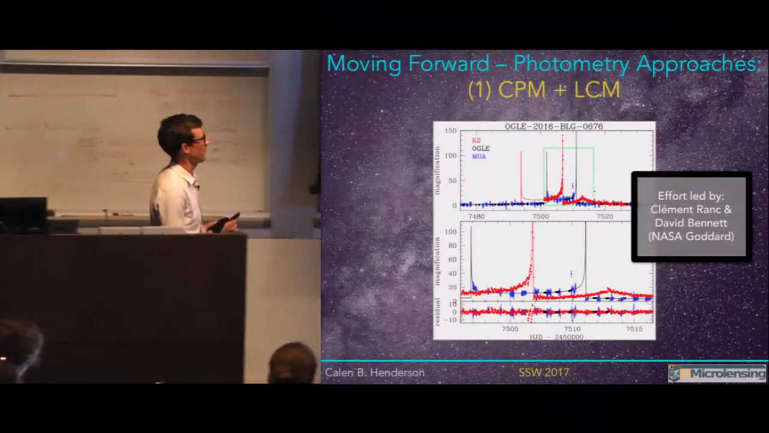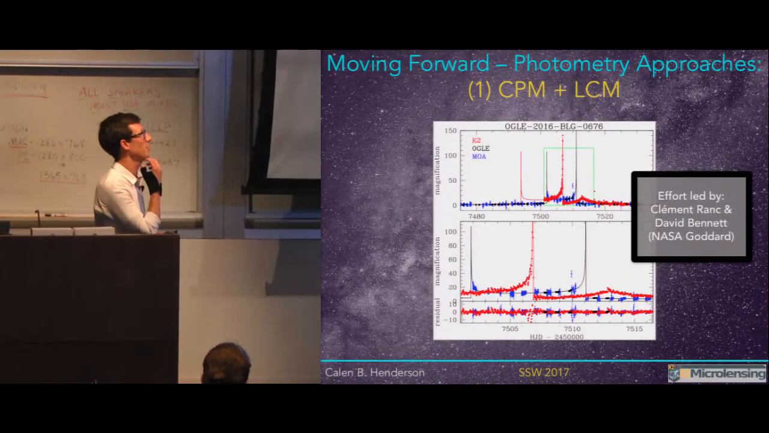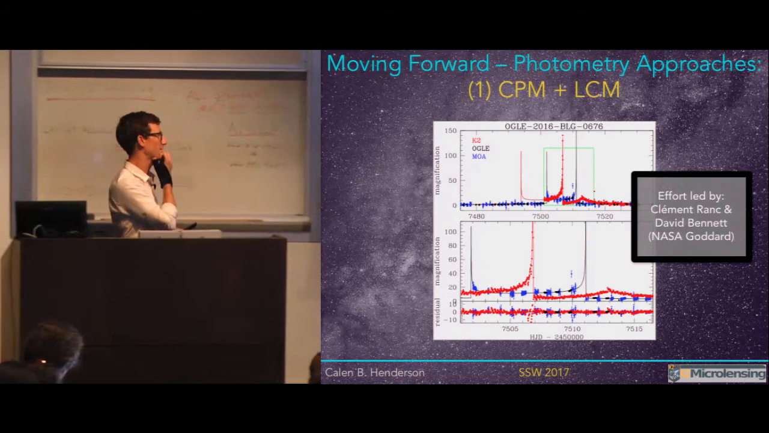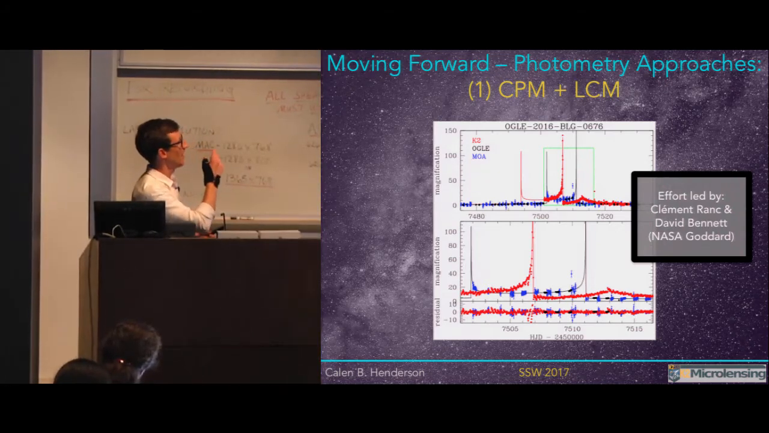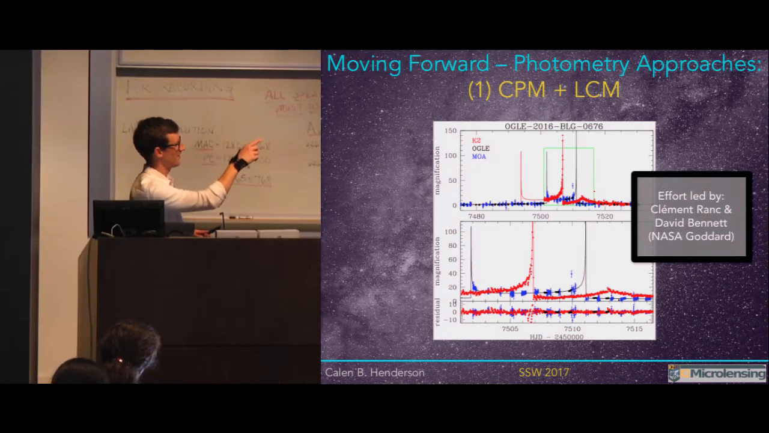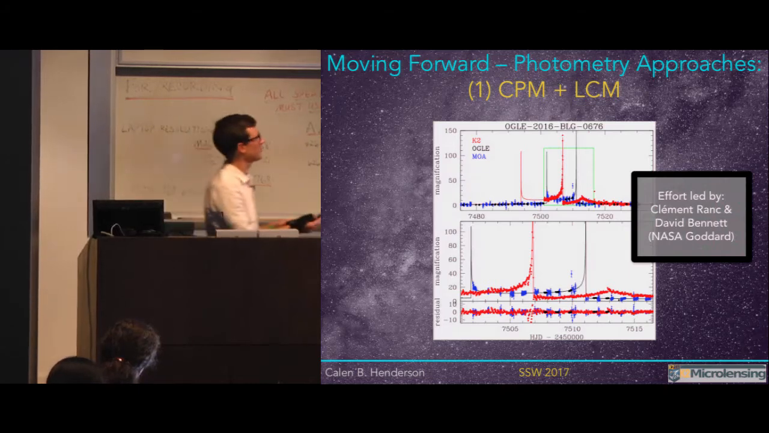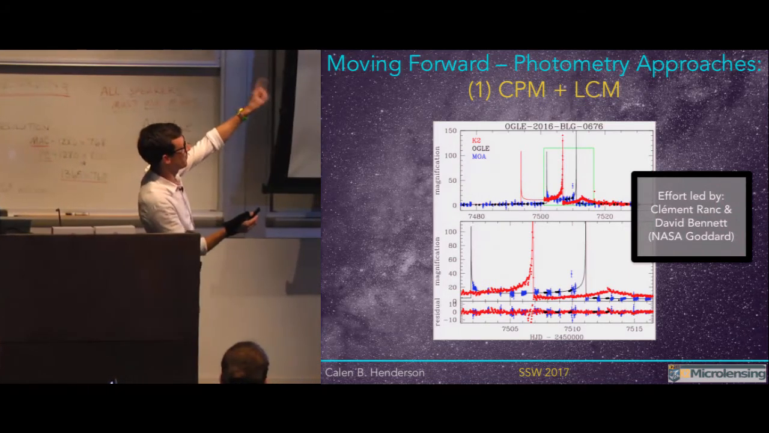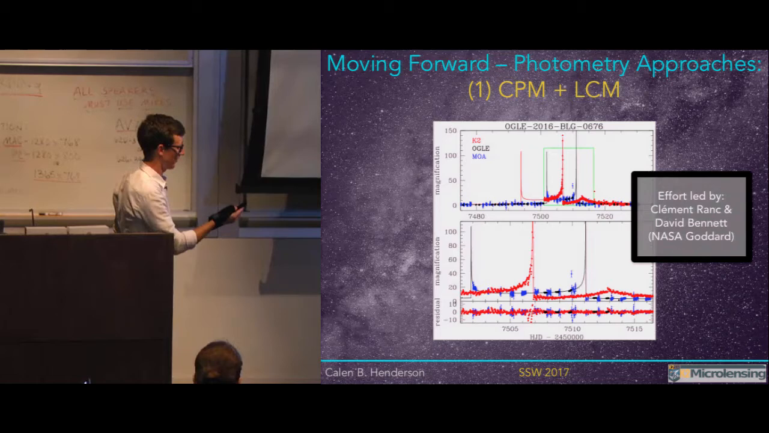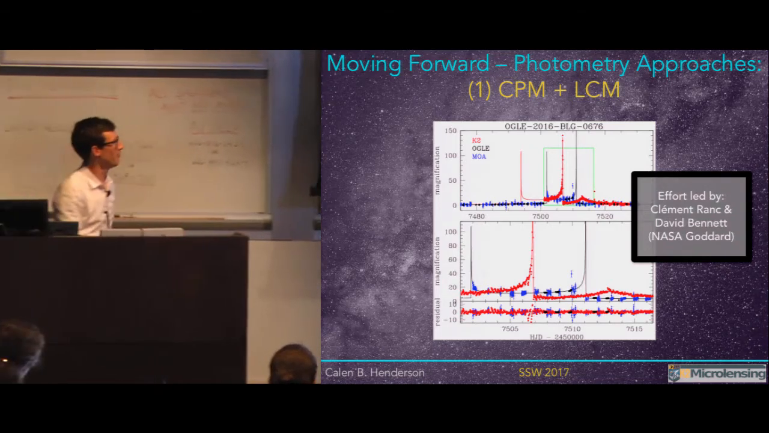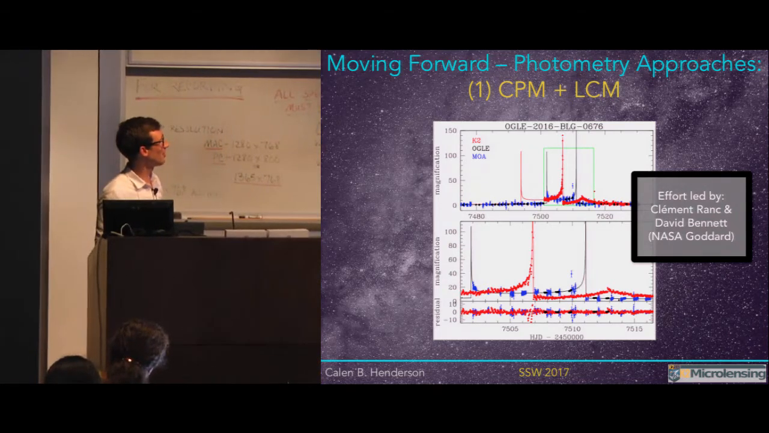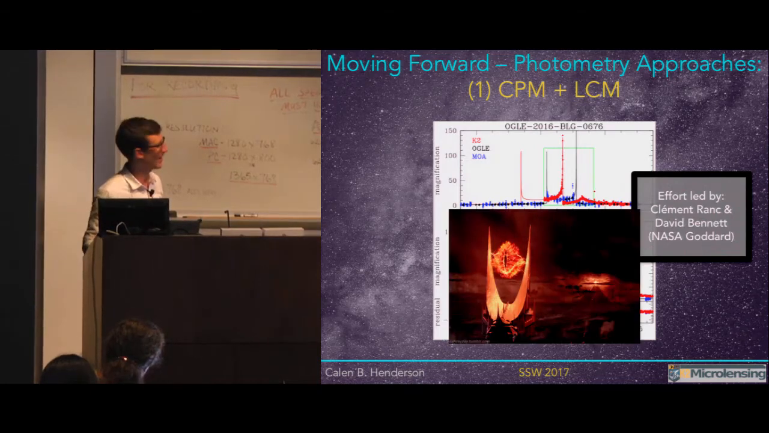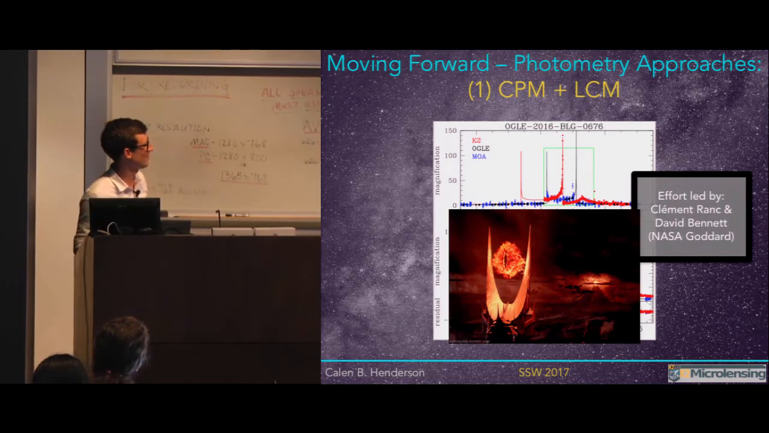So I'm highlighting here a light curve that was produced by Clement Ranc, a postdoc with Dave Bennett, who's going to give a talk right after me at NASA Goddard. And this is for a binary lens event. And they were implementing this, that's what this stands for, causal pixel model plus light curve modeling in order to produce this light curve. Scott referred to these double horned features as double horns. I can't help but see the eye of Sauron every single time I look at it.